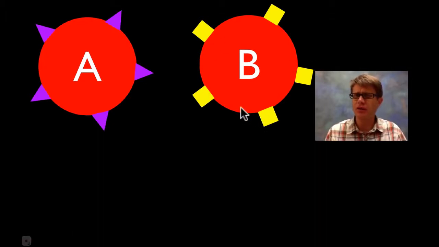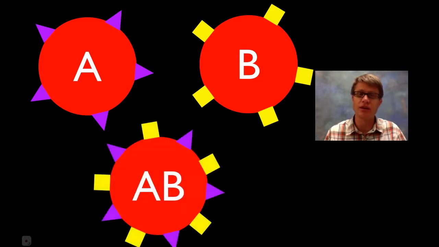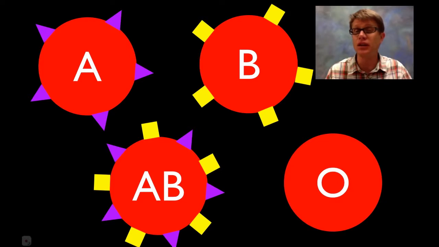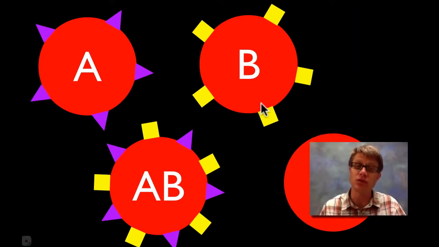So what if you're type AB blood? That means you have both types of proteins. And if you're type O, that means you have none of these specific proteins on your blood. Each of these has arisen through our evolutionary history, but they're really important when we're trying to move blood from one person to another, and that's because of our immune response.